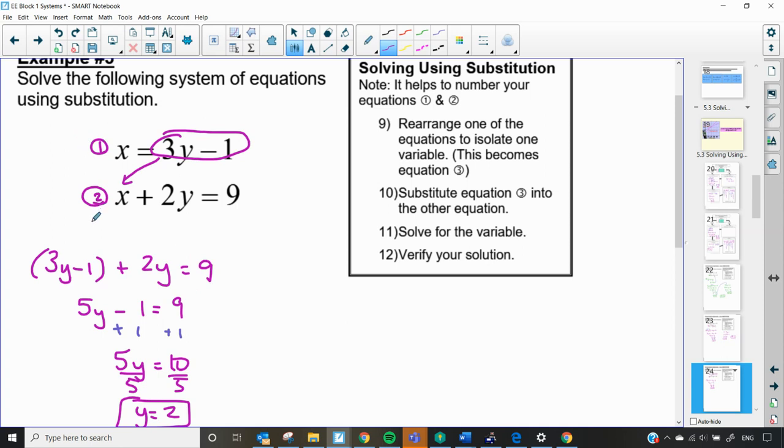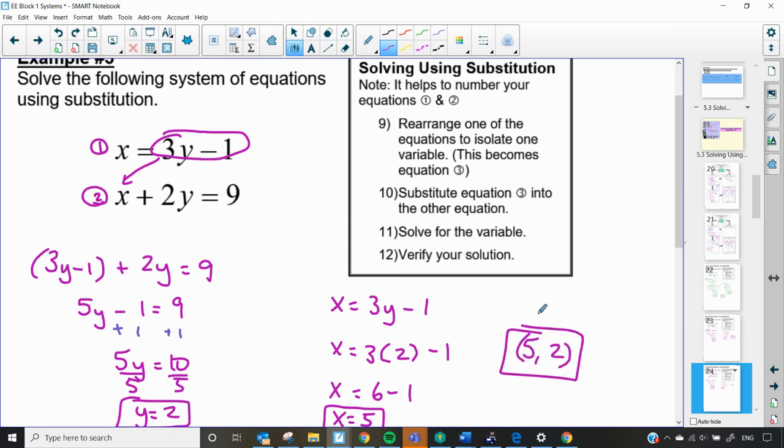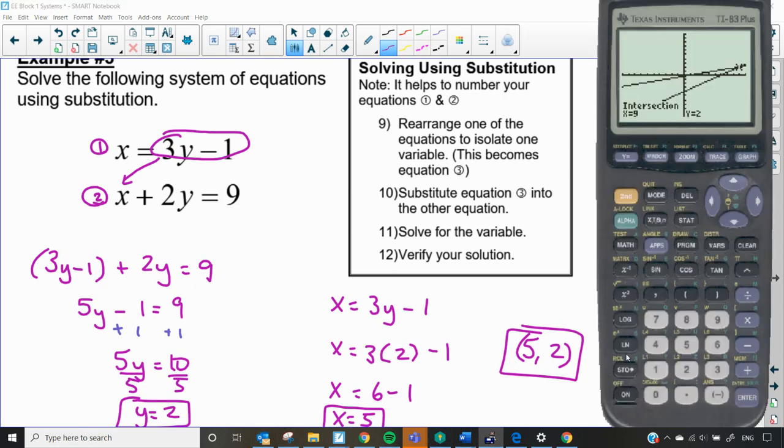Now I've subbed into equation 2, but I have not subbed into equation 1. So that's the next one I'm going to work with. I've got x equals 3y minus 1. I'm going to sub the 2 in for the y. So I'm going to have x equals 3 times 2 minus 1. So x equals 6 minus 1, meaning x equals 5. So writing my answers there, I've got 5 being x and y being 2. So my answer is 5, 2, and then we'll check with our calculator.